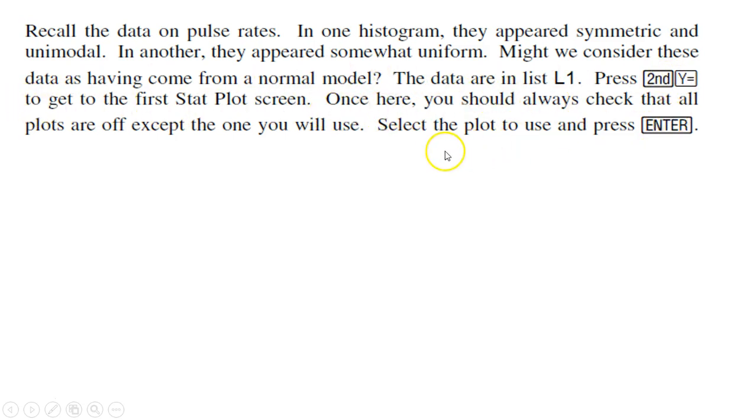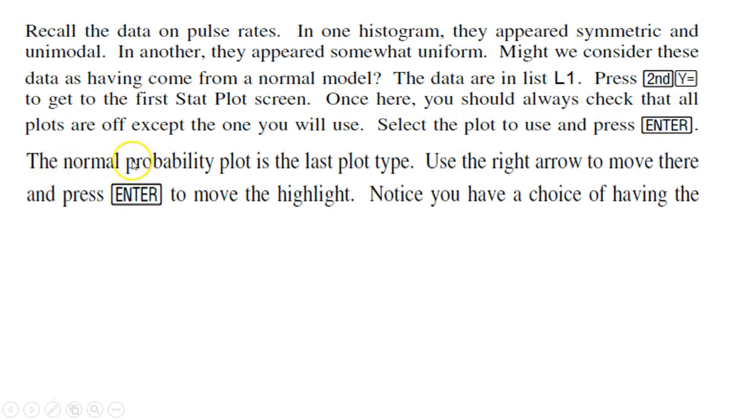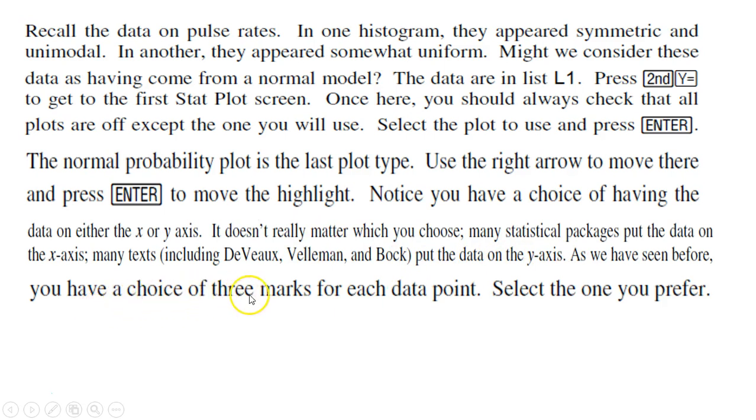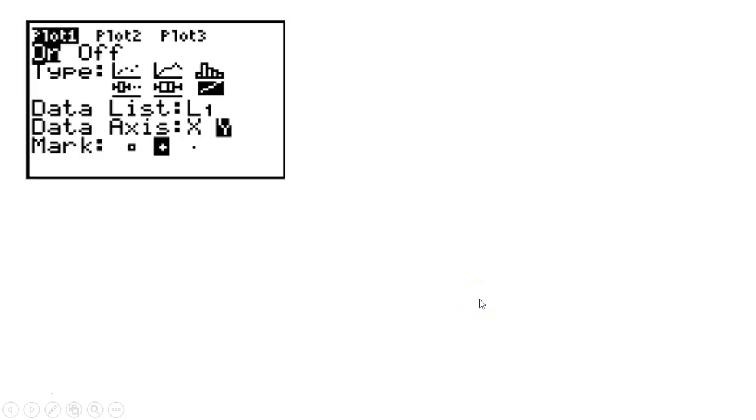Once you're there, select the correct plot. You want the normal probability plot. It's the last one, number 6, the very last one. Use the right arrow to move over so that you can find it. Notice that you have a choice of having the data on either the X or Y axis. It doesn't matter which one you choose for the normal probability plot. Many statistical packages put the data on the X, while many textbooks say put the data on the Y-axis. It really doesn't matter, but you have a choice of three marks for each data set.